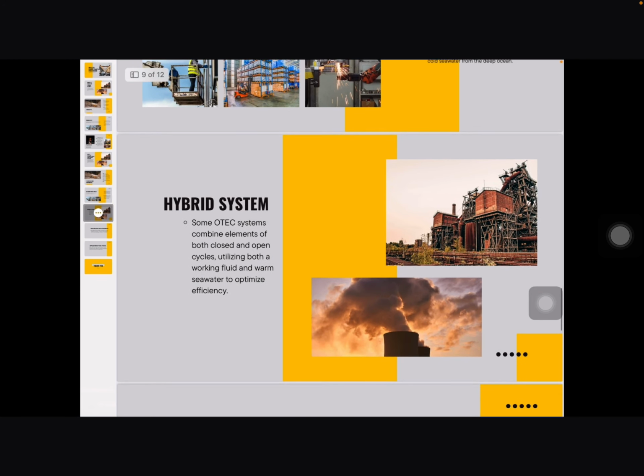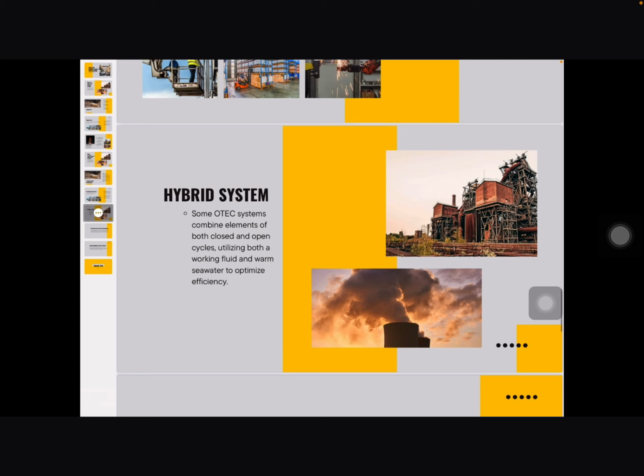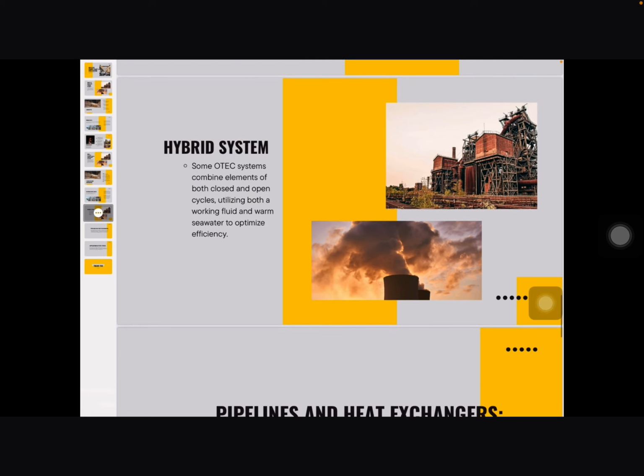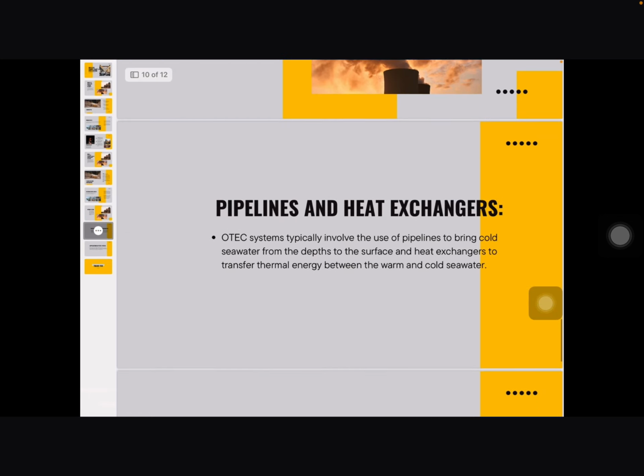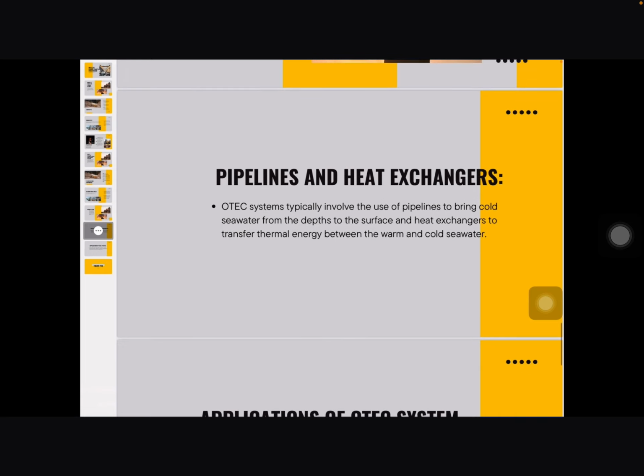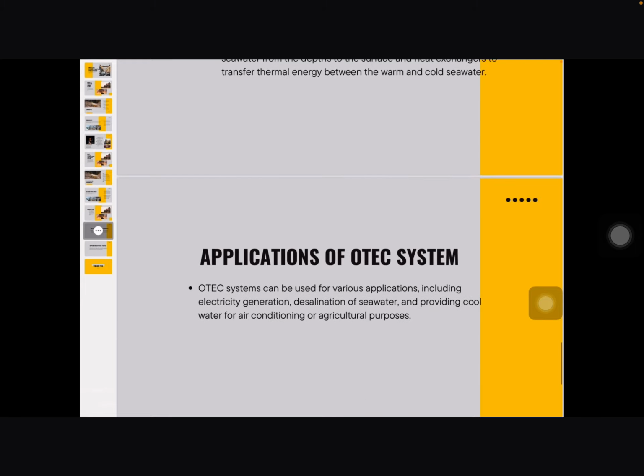It also has a hybrid system. OTEC systems combine elements of both closed and open cycles, utilizing both working fluid and warm seawater to optimize efficiency. Pipelines and heat exchangers. OTEC systems typically use pipelines to bring cold seawater from depth to the surface, and heat exchangers to transfer thermal energy between warm and cold seawater.